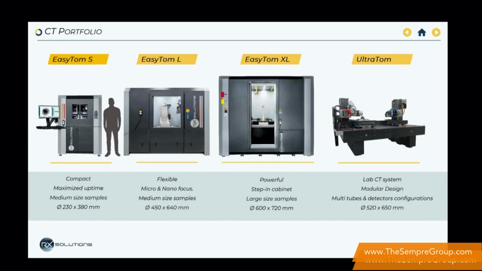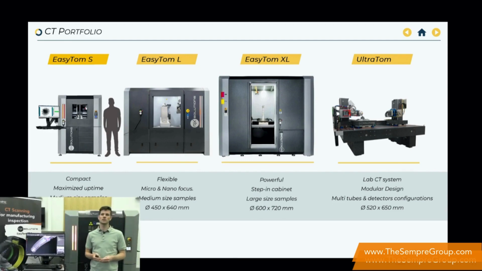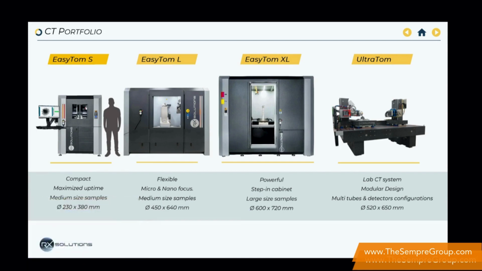This is our product range. So as you can see, we have different sizes. So we start with the EasyTom S, which is the smallest system, which is the one that I have here behind me. So you can see it's, let's say, the size of a big fridge. And this size is capable of scanning parts from 230 millimeters up to 380 millimeters in height. So relatively big samples. If we need to go to bigger samples, we will go to the bigger system. So we have the EasyTom L or the EasyTom XL, so you can see the sizes that we can handle in these systems.